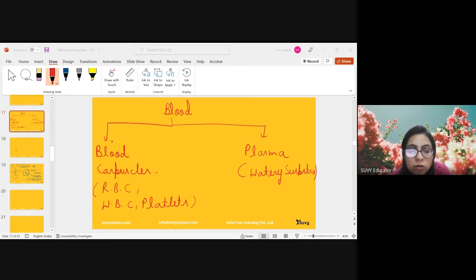Now the color of the blood is red. Why red? Because hemoglobin is present. So if someone asks you why the color of blood is red, it is because of the presence of hemoglobin pigment. Okay. Now white blood cells, which fight against germs.